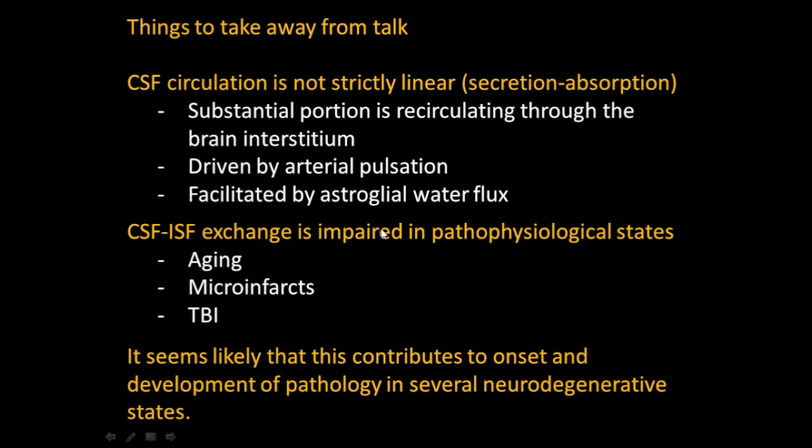So what I'd like you guys to come away with from the talk is two main things, or three main things. One is that CSF circulation may not be strictly linear, a process of secretion, flow, followed by absorption. But what looks to be happening in that circuit is that a substantial portion, maybe more than 40% of this subarachnoid CSF, is actually recirculating through the brain parenchyma. It's driven by arterial pulsation, and it's facilitated by astroglial water flux. So there's a recirculation of CSF through the brain parenchyma. Under different experimental conditions in aging brains, after microinfarction, after traumatic brain injury, we see that that recirculation is impaired.